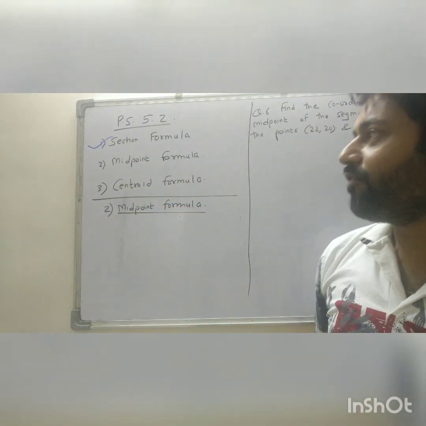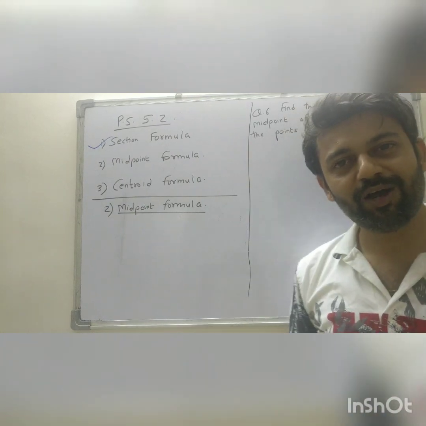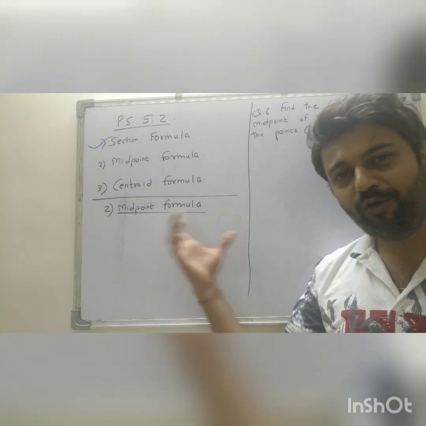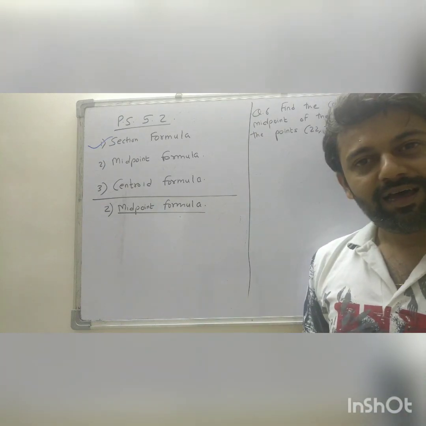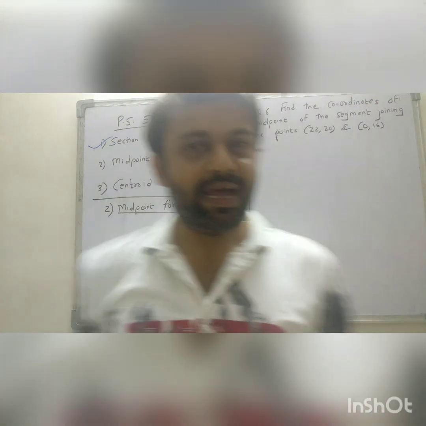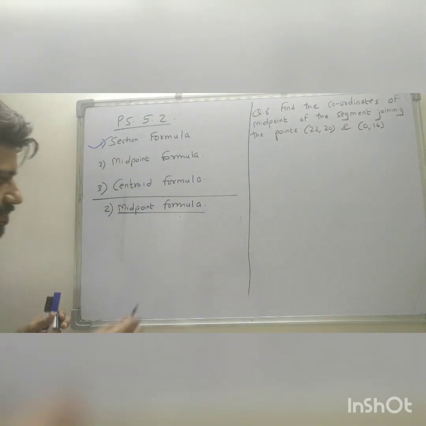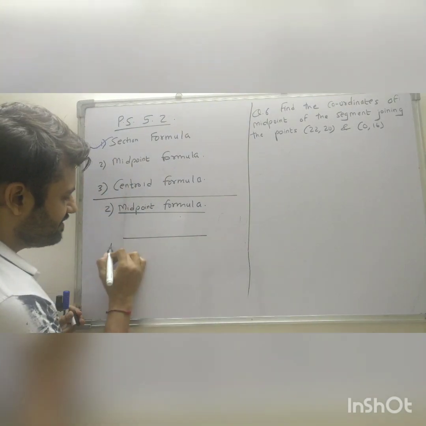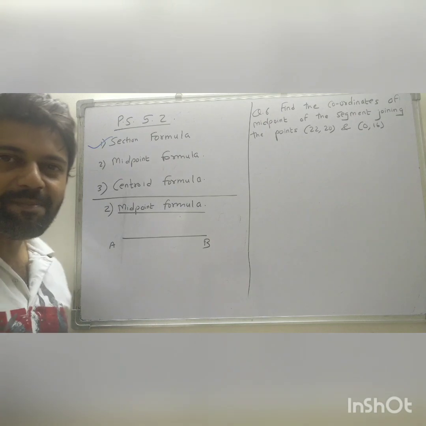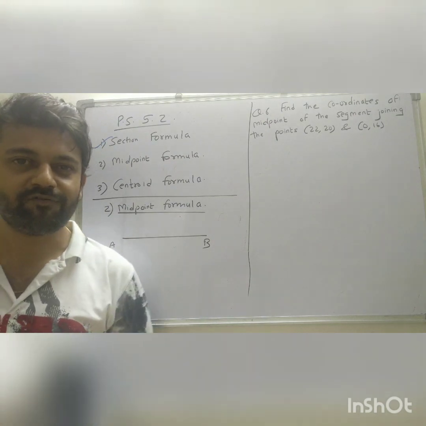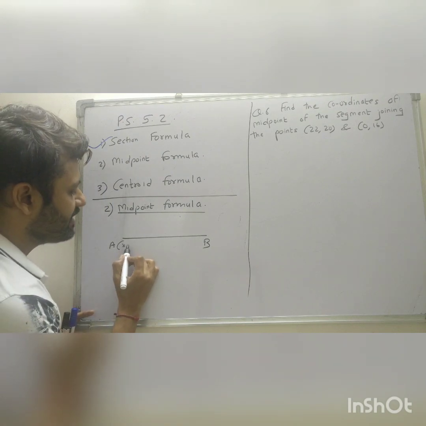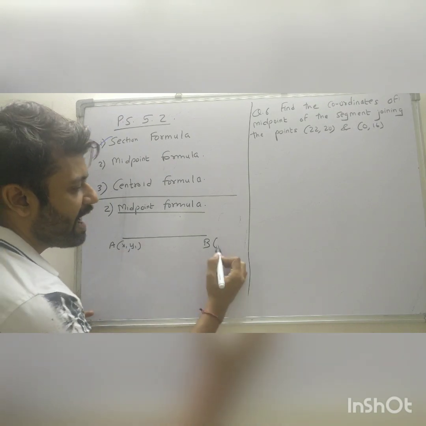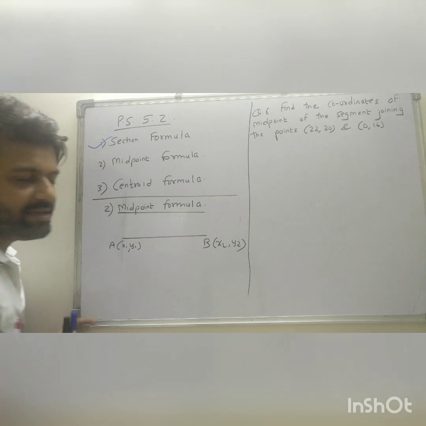We are done with section formula. Today we are going to learn a new formula called midpoint formula. Understand what midpoint formula has to say. Suppose A and B are the endpoints of segment AB whose coordinates are x1, y1 and x2, y2 respectively.